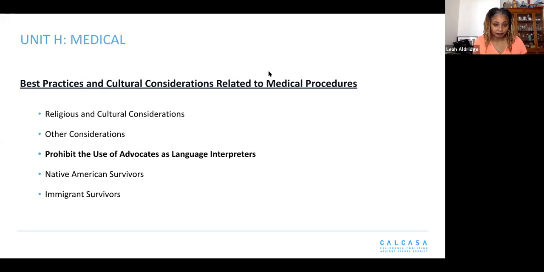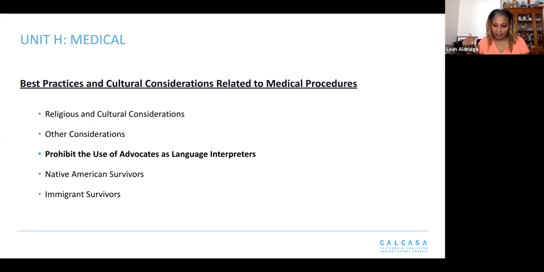Again, as we talked about in units A and B, we want to make sure that we're paying attention to various cultural considerations. Certain people, like I said, don't have a tradition of going to medical professionals when there is an ailment. You also have folks for whom going to a medical facility of some sort may be triggering. They are distrustful. Or they don't have a tradition of going to see doctors.